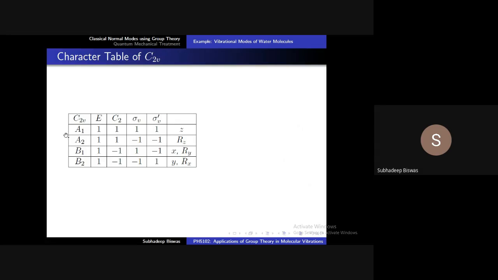A and B are nomenclature for one-dimensional representations. A is used when the character of the principal axis is 1, and B is used when the character of the principal axis is -1. As we have two representations for which the character of the principal axis is 1, we have used the subscripts 1 and 2. Now, this column I will come to later, because it will be useful later. So I'm just keeping this part; I will come to this part later.